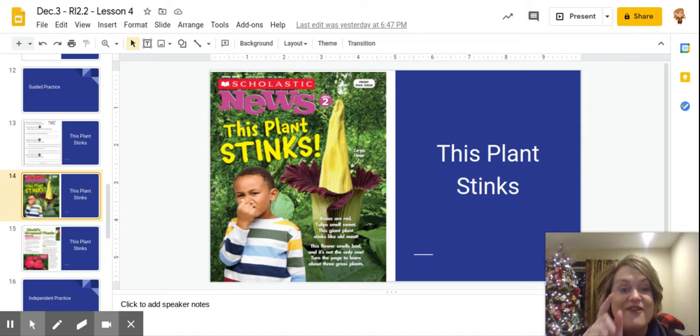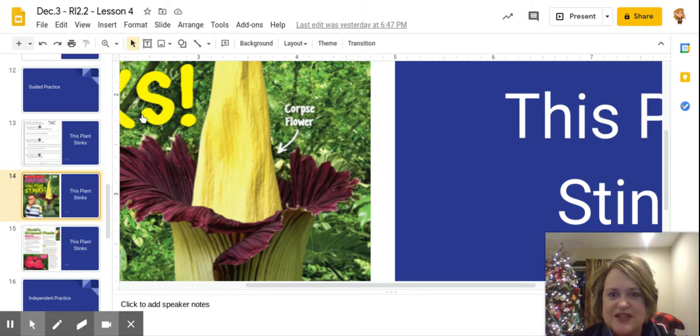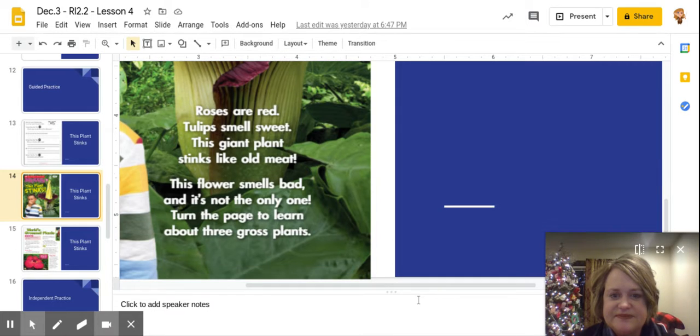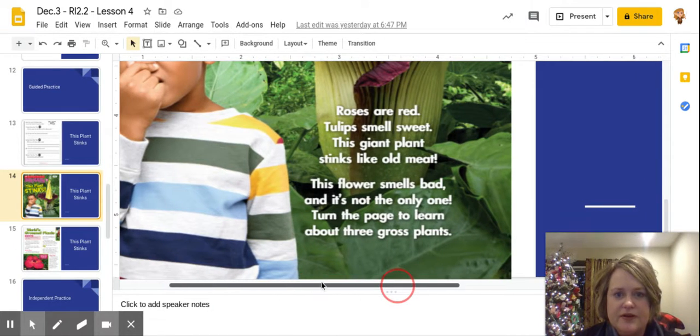We are going to, however, try to zoom in and see what the caption is on this particular passage. So let's scroll down just a little bit and see if we can find those words. Okay, it says, roses are red, tulips smell sweet. This giant plant stinks like old meat. This flower smells bad, and it's not the only one. Turn the page to learn about 3 gross plants. I like things gross. Do you guys like things gross? I just like to learn about all these cool things.